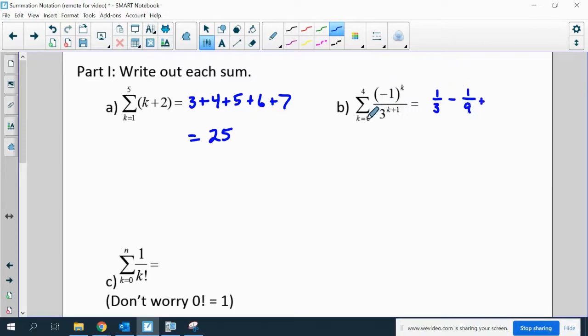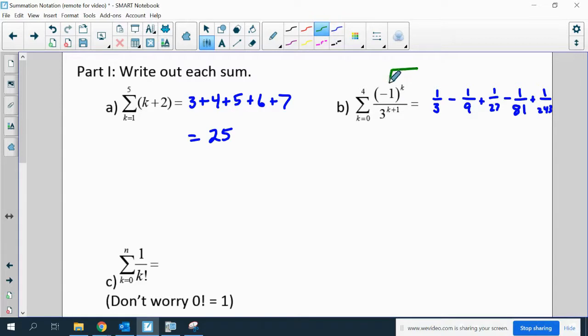Plus, how do I know it's going to be a plus? Because if k equals 2, the numerator would be positive 1. Negative 1 squared is plus, over 3 to the 2 plus 1. So that's 1 over 27. And it's going to be minus because negative 1 to the third. And then 3 to the 3 plus 1 power is 81. Then plus 1 over 243. And I could actually find this sum, but all I'm asked to do is write it out.